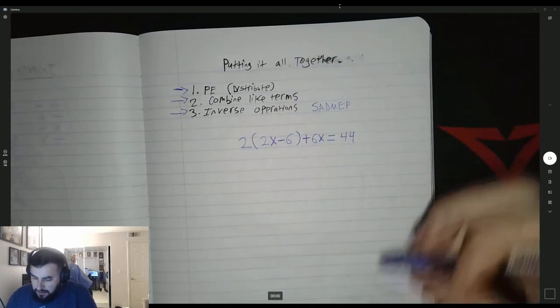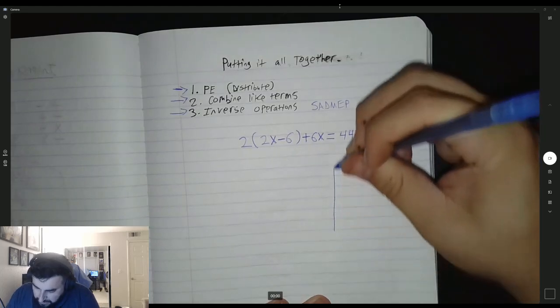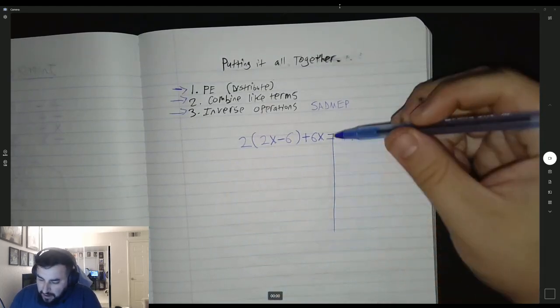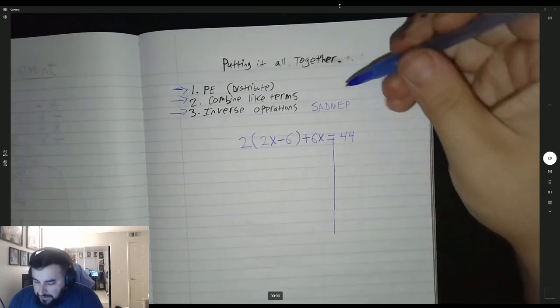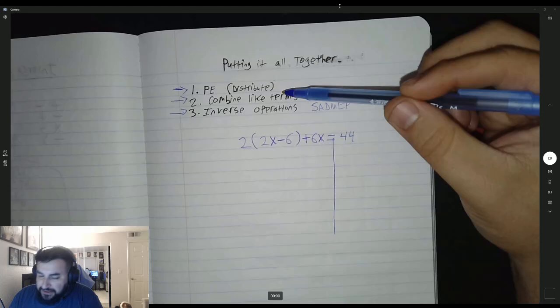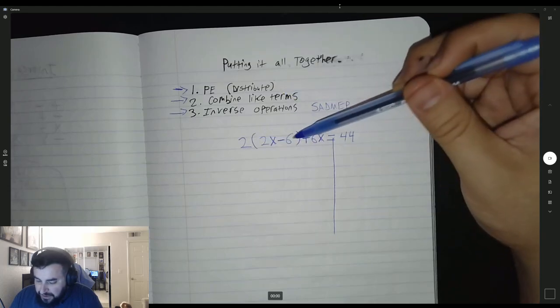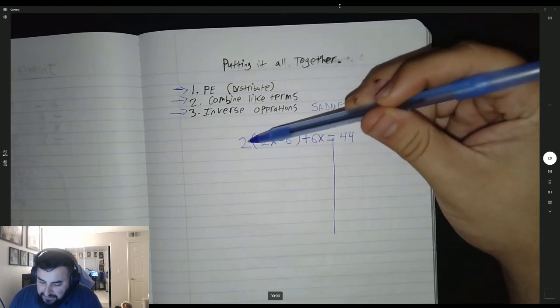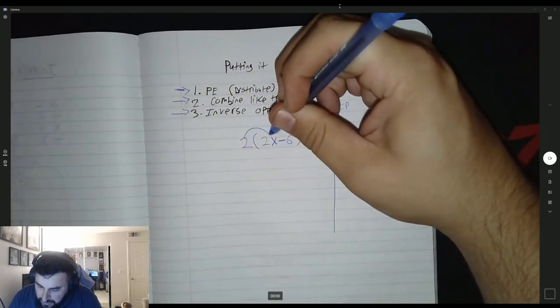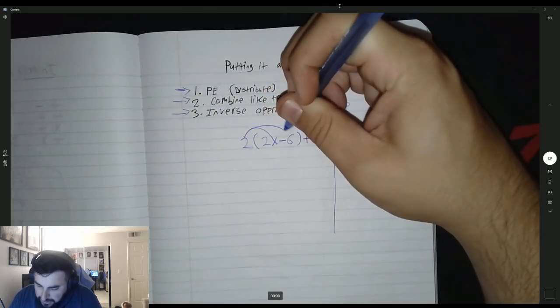Now, first things first, build your wall. Now you have a left side of the wall and a right side. You always make that line on the equal sign. Okay, so first you got to check for any parentheses or exponents. We have parentheses right here. And as you can see, we have a 2 right here. So just like before, draw that road from here to here.